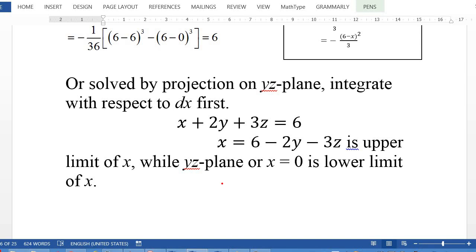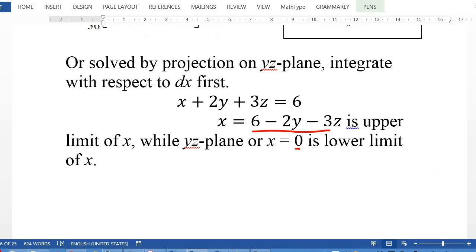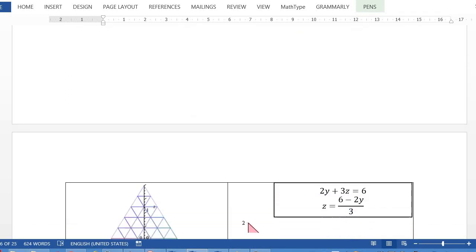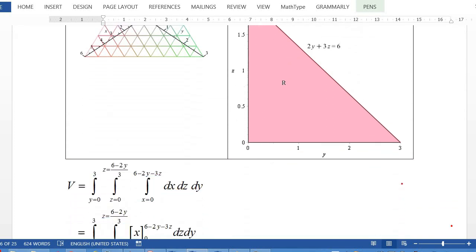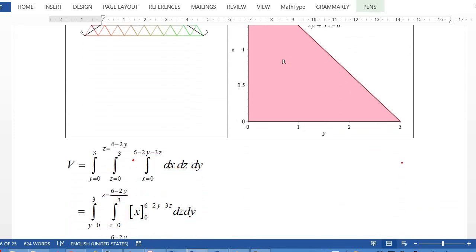Okay, the projection is on the yz plane or zy plane, where x equals 0, which is the lower limit. So x from 0 until x equal to 6 minus 2y minus 3z will be the limits of your x.